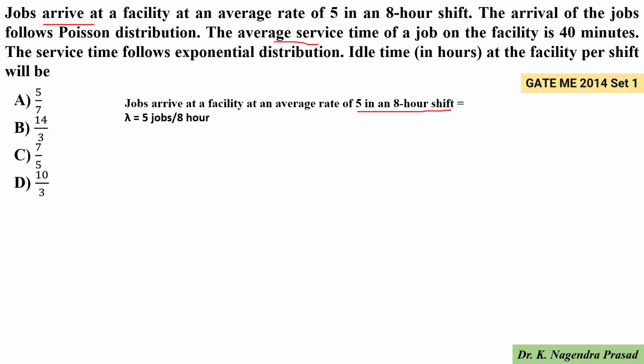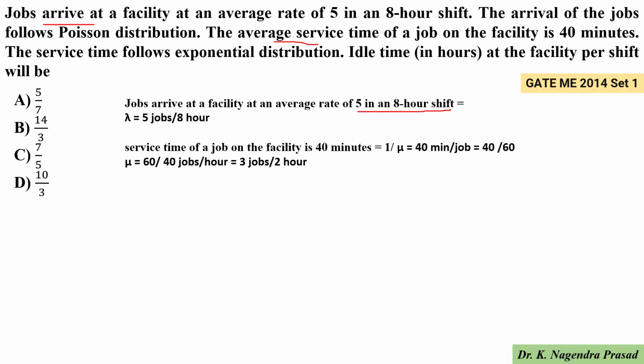So the service time of a job on the facility is 40 minutes, which belongs to the service time, 1 by mu. So 1 by mu equals 40 minutes per job. Then you have to convert into hours, meaning 40 divided by 60, so mu equals 60 divided by 40 jobs per hour, which is equal to 3 jobs per 2 hours.